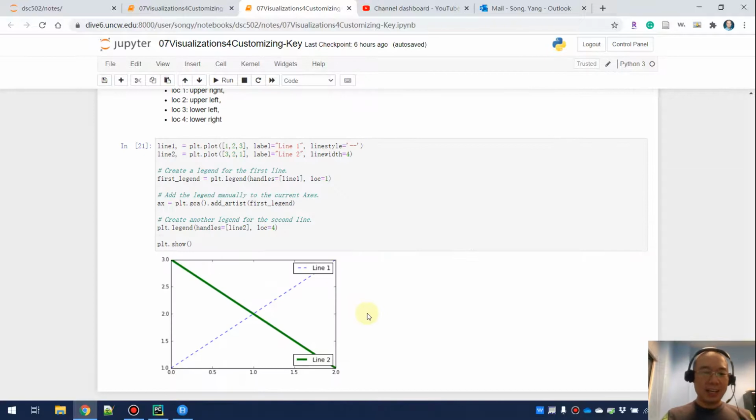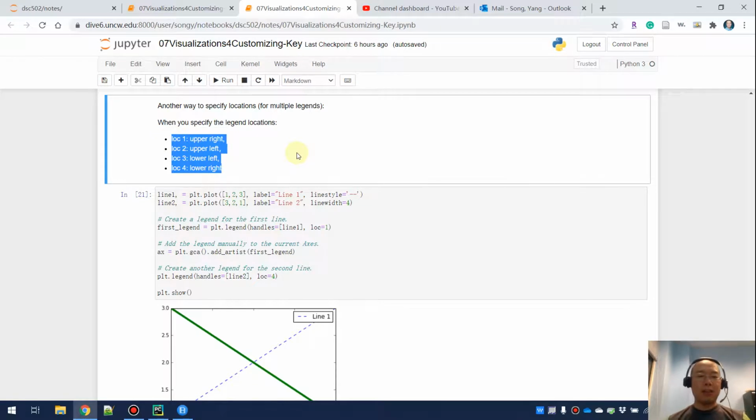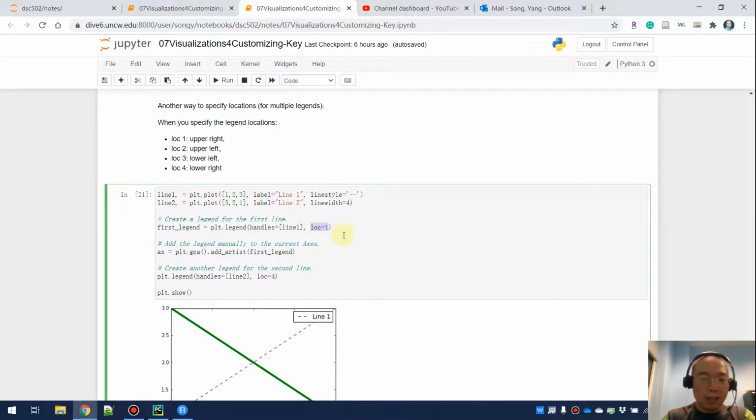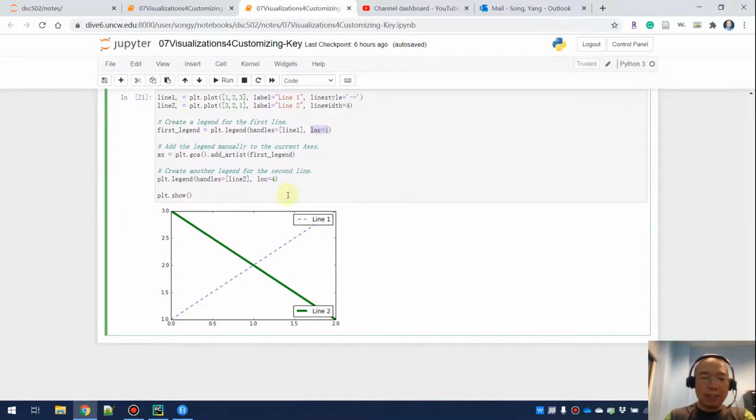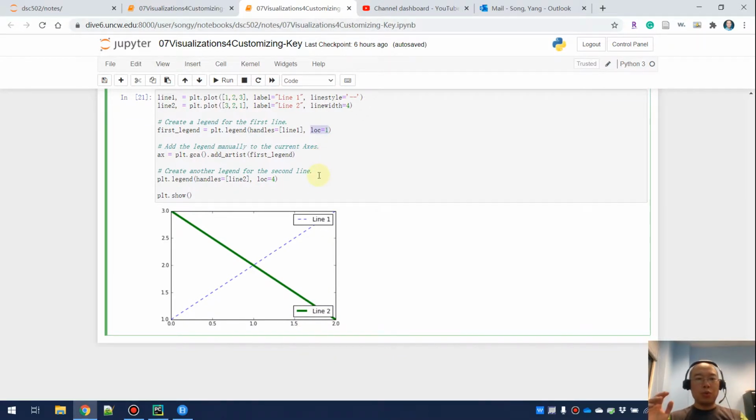Okay, here's just one last thing. Remember we have to do the upper left and the lower right. Those are several allowed positions we can do. And here is an easier way. We can specify the location. And the rule of the location for the legend is one upper right, and then two upper left, and three lower left, and four lower right. Those are the four locations. We can just number them to make our lives a little bit easier. And for example, if you do a location as one, then that is the upper right. So we have this legend. And if you do the location as four, then that is the lower right. So we have this legend. Okay, so this is just another trick we can do to customize the legends.